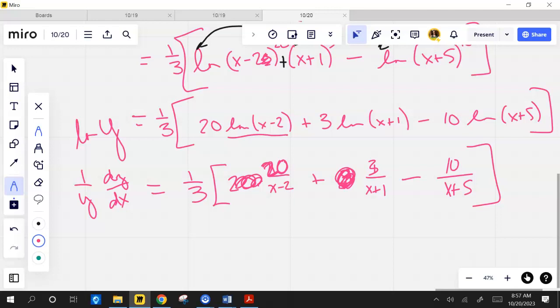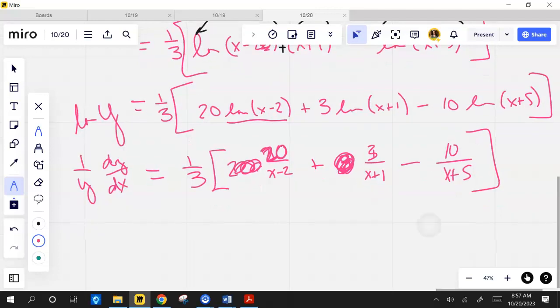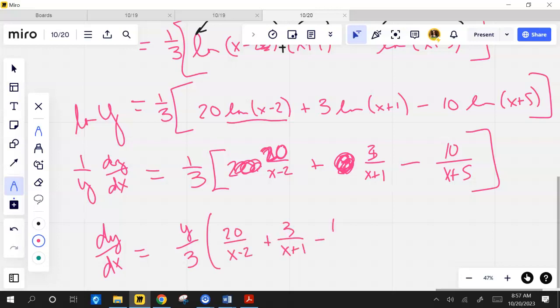Solve it for dy dx. We're not even doing all that. This is one we're going to leave. Just multiply by y. So now I have dy dx equals y over 3 times 20 over x minus 2 plus 3 over x plus 1 minus 10 over x plus 5. I don't want to leave y in there, remember. I never want to leave y in there, so what do I do? Well, it was 1/3 if I multiply both sides by y.